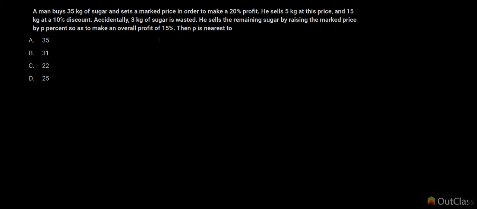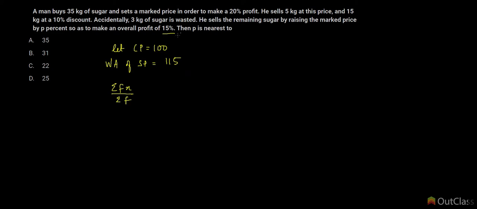Now, the simplest way of doing this, one other thing that you could use is invariance. The CP of sugar does not affect the answer here, so you can take it as 100. That would be an easy way of doing it. Again, not necessary, but you could do it. But I'm going to do it that way. Let CP is equal to 100. So I want the weighted average of the SP per kg to be 115. This is my target. And this weighted average is basically sigma fx by sigma f.